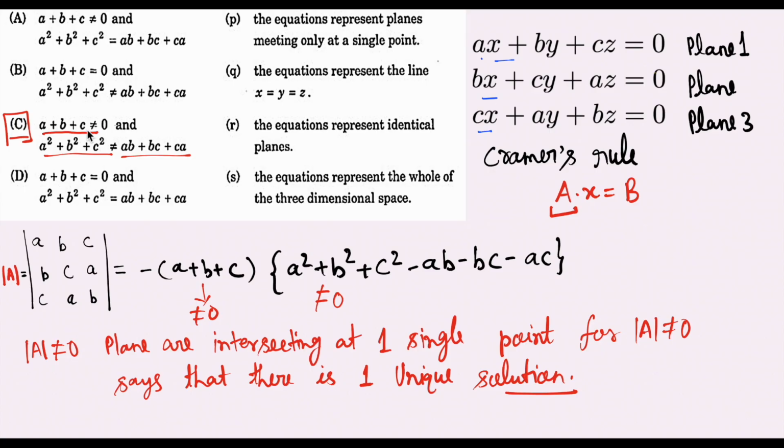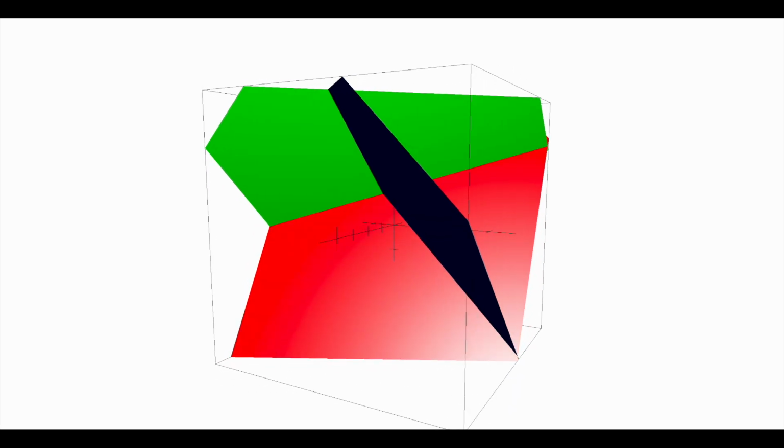So now if we look at our options, we can match C with P. The equations represent planes meeting only at a single point. Also, I have provided here a space visualization of three planes intersecting at a single point.